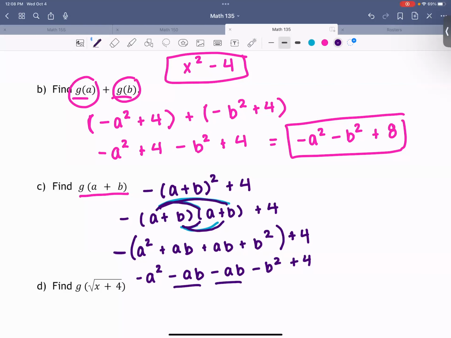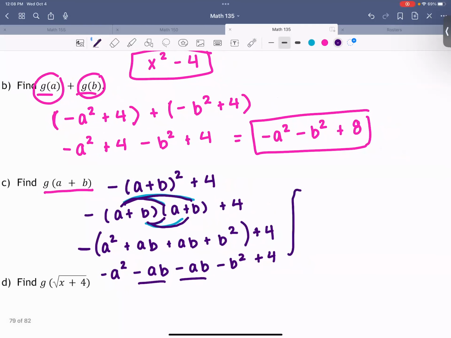Perfect. Combine like terms, right? We have 2 negative ABs, so this would become a positive AB. So this actually becomes minus a squared minus 2ab minus b squared plus 4. And that would be a final answer because there's no like terms left to combine. Any questions on part C?